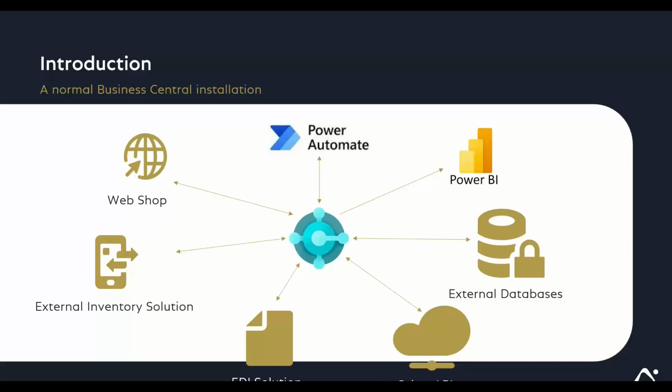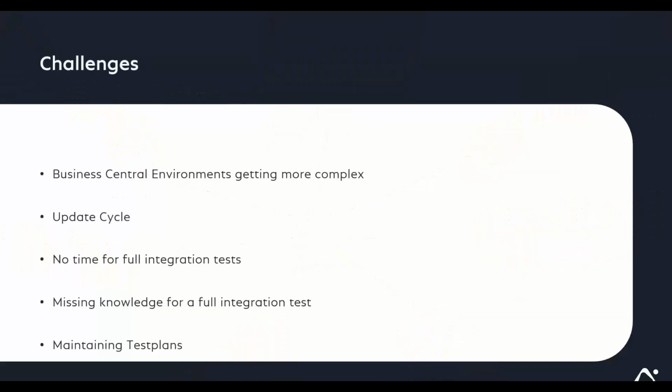So what are the actual challenges? Business Central environments are getting more and more complex. We have an update cycle of 6 months. Every 6 months we get a major update. Every month we get a minor update in the SaaS environments. We don't have time for full integration tests on every update cycle.